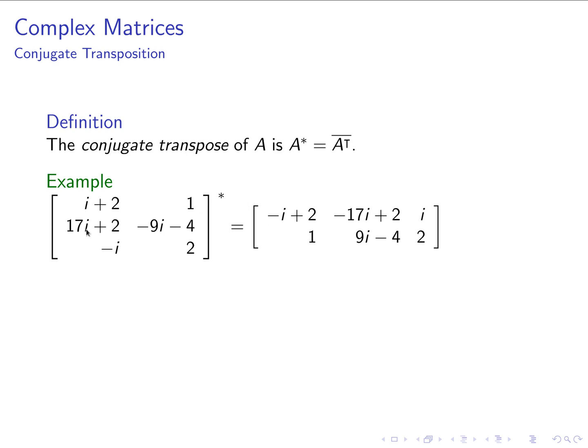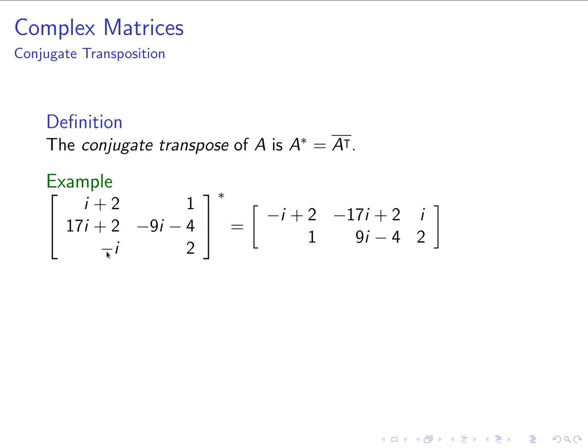Then in the second row of the original matrix, 17i plus 2, negative 9i minus 4, we rip that row out and place it in the second column of this new matrix, but we also conjugate those two entries. 17i plus 2 becomes negative 17i plus 2, and negative 9i minus 4 becomes 9i minus 4.